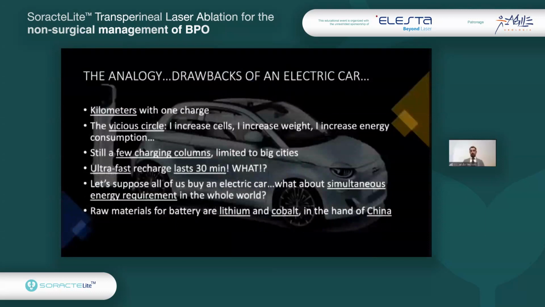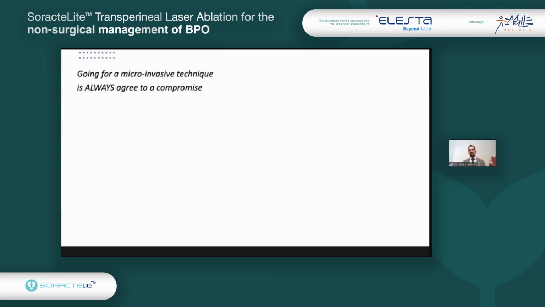guideline recommended. I always tell my patients this kind of analogy. The drawbacks of the electric car are very similar to the drawbacks of micro-invasive techniques. If you buy an electric car nowadays, it has nice, fascinating, promising pros, but there are a bunch of drawbacks that you can read. So going for a micro-invasive technique today is always agreeing to a compromise, to accept the possibility of not being completely, fully deobstructed, but maybe have the warranted sparing of the ejaculation.